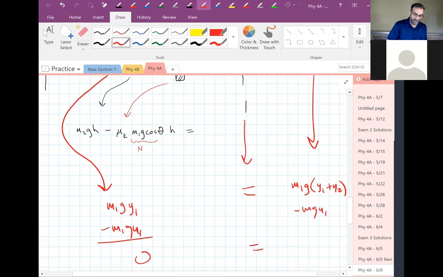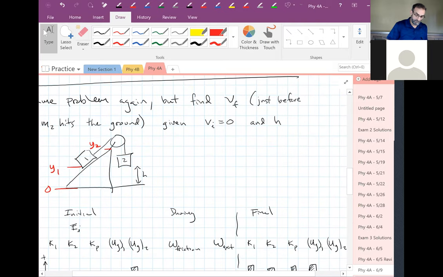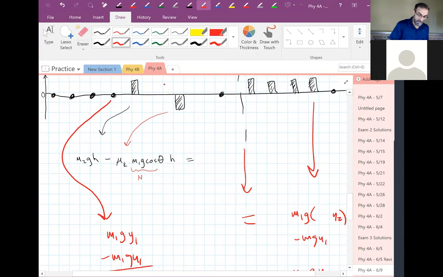And you're going to end up with zero on the left side of the equation and m1gy2 on the other side. Not y, sorry. This is just y2, not y1 plus y2. Well, yeah, let's do it y1 plus y2. So y1 is this distance here, and y2 is this distance here. Let's do that. Okay. So this is y1 plus y2.